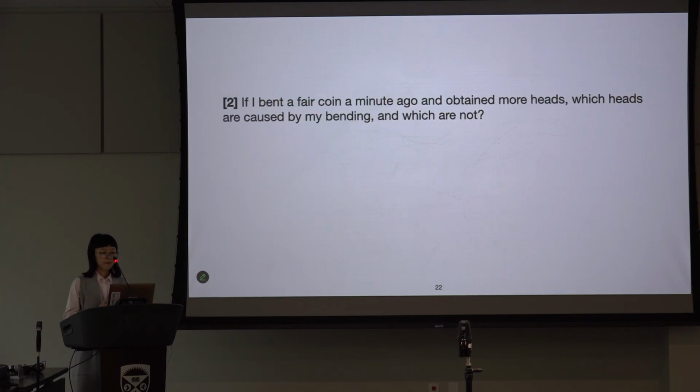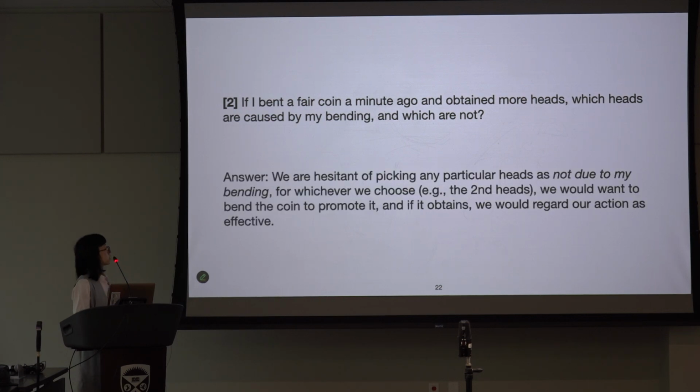Second, if I bent a fair coin a minute ago and obtained more heads, which of them are caused by my bending and which are not? Now the answer is we feel a hesitancy in picking any particular head as not due to my bending, because whatever head we choose, we would want to bend the coin to promote that consequence, and if it obtained, we would regard our effort as causally effective.